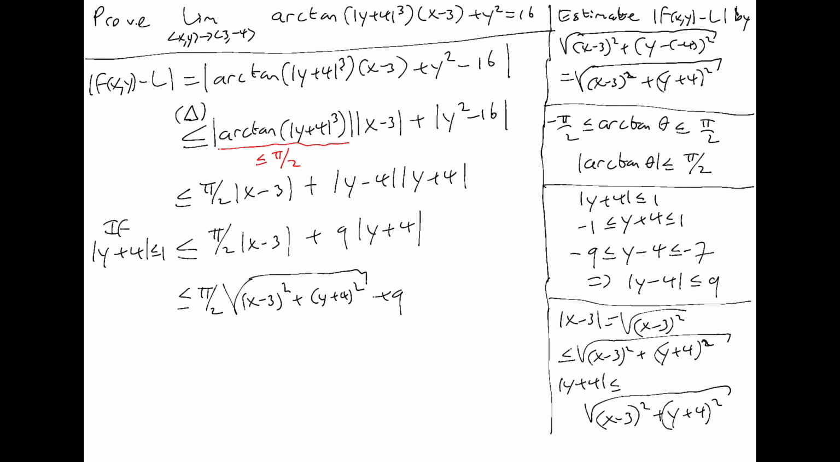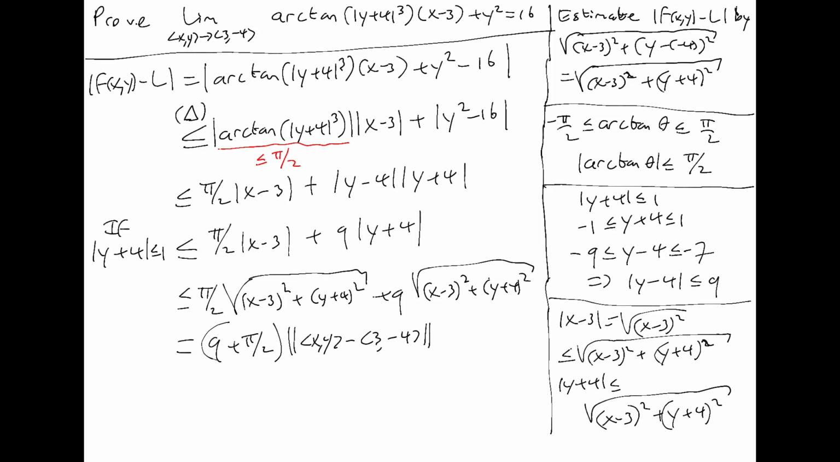Plus 9 times the same square root. Now this square root here, that's precisely the distance between the vector (x,y) and the point (3,-4) that we're looking for. And the same over there, and we've got pi over 2 plus 9 of that. So in total this is equal to 9 plus pi over 2 times the distance between the vector (x,y) and (3,-4).